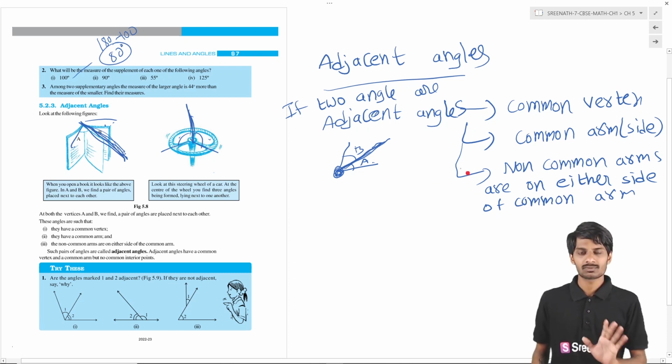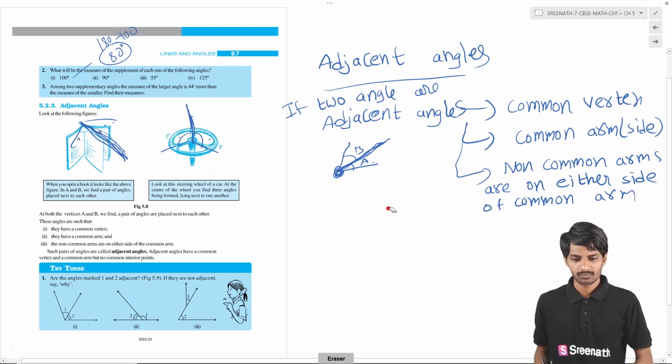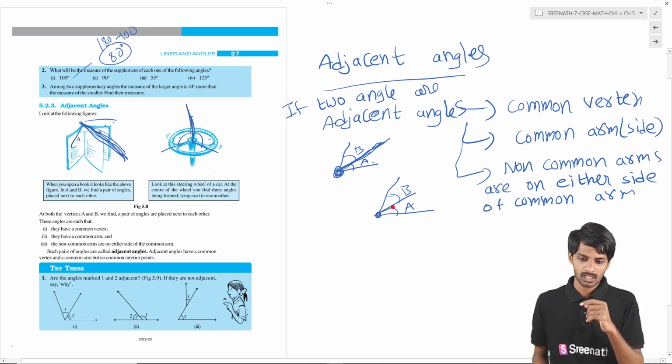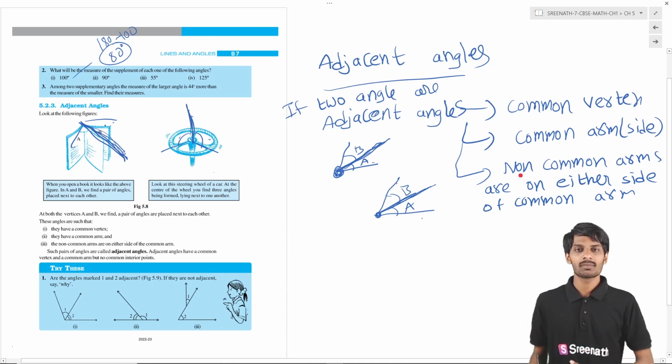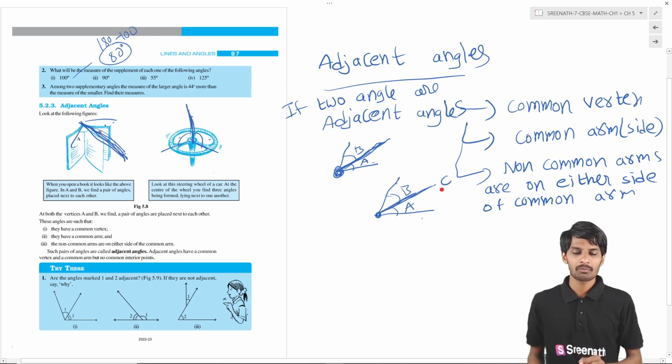Okay, suppose I explain it to you. So this is one angle, this is angle A and this is angle B. There must be a common vertex like this. There must be a common arm or common side like this. And what is the third condition? This is the common arm, and these are the non-common arms. So non-common arms must be on either side of the common arm.